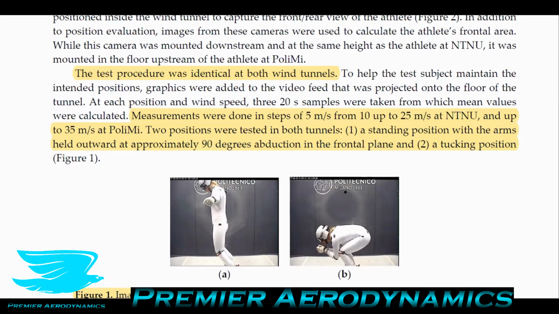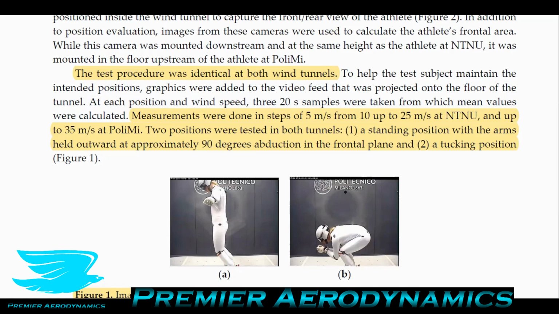So moving on, they say the test procedures were identical at both wind tunnels. The measurements were done in steps of 5 meters per second up to 25 meters per second in the Norway one, and then up to 35 meters per second in the Milan one. And they tested the skier in 2 different positions.